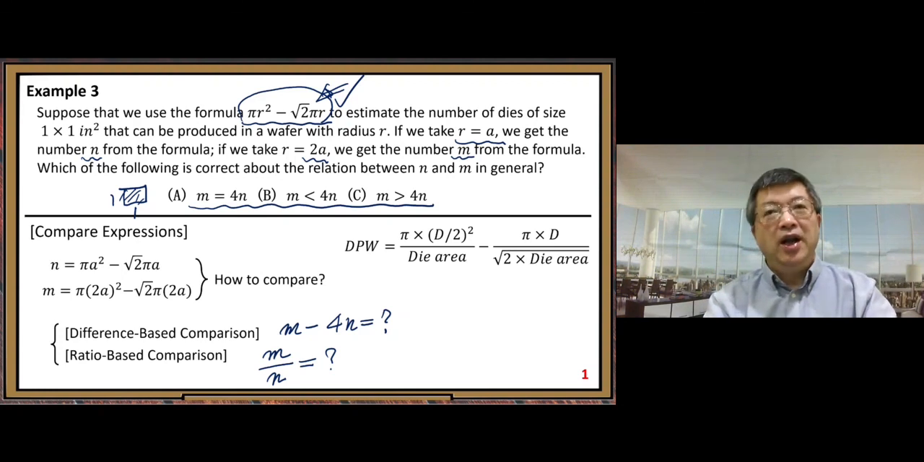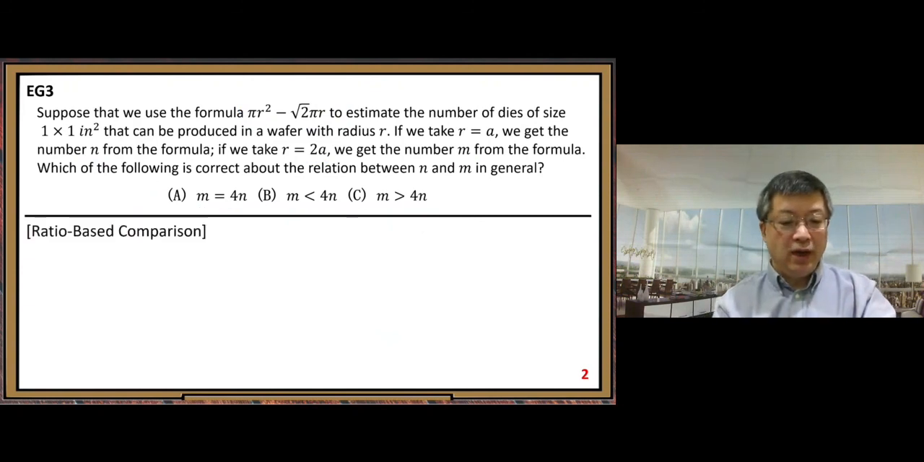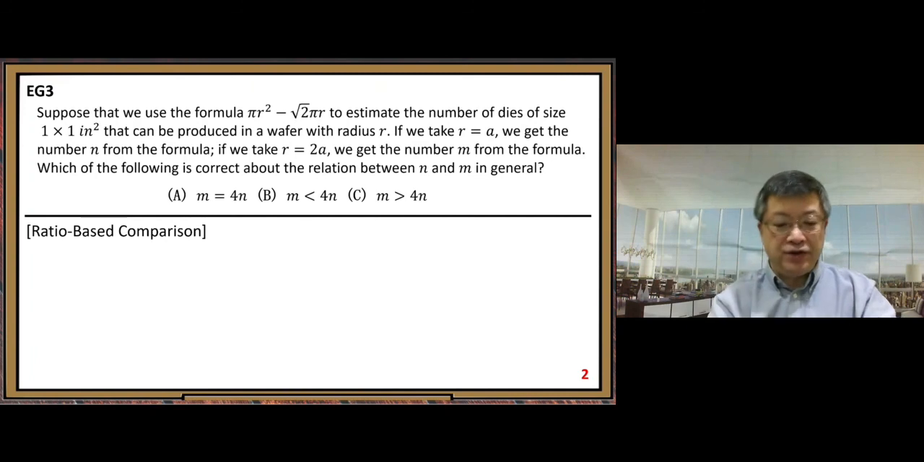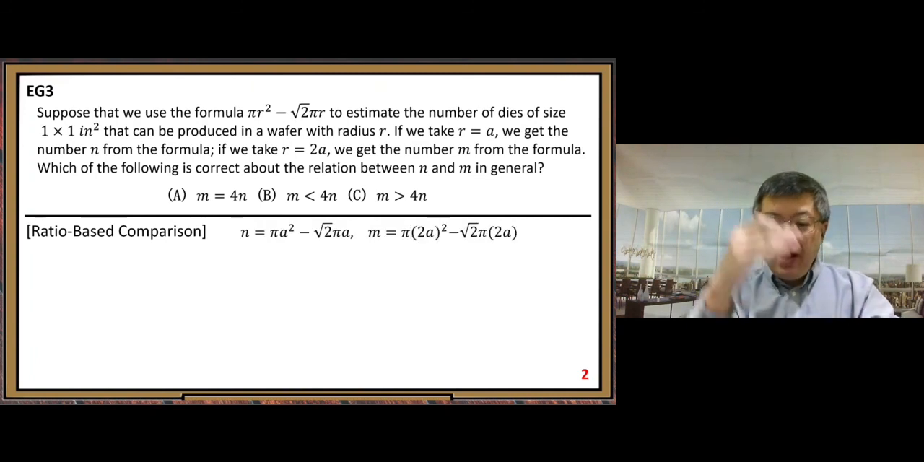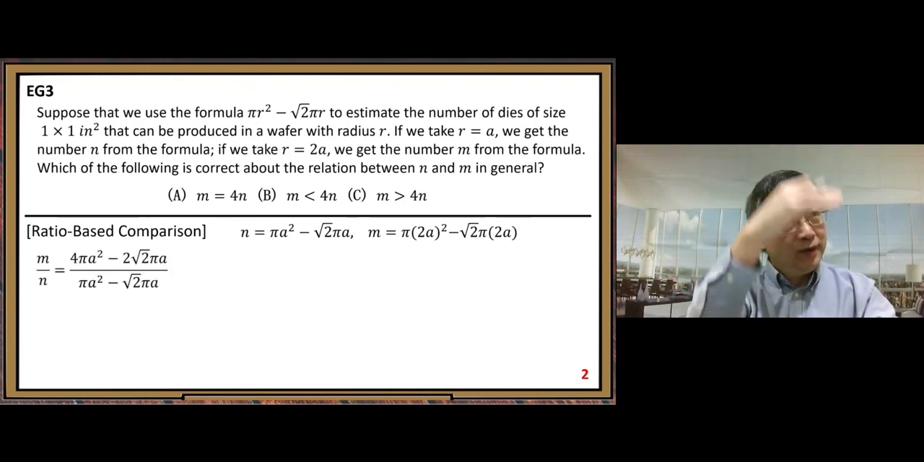Okay. All right. So next, let's do the work. Do the calculation. Let's try the ratio-based comparison first. The m and n expressions are given here. So let's just do the ratio, m over n. We write it in this way.